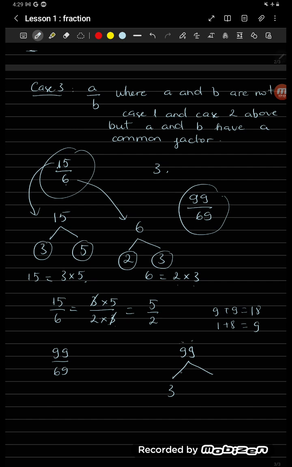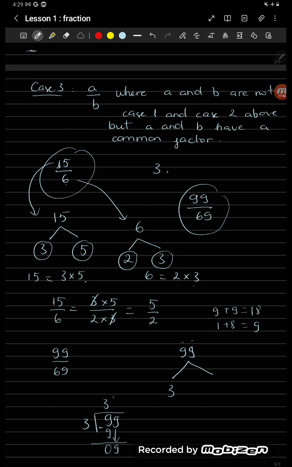Okay, so 99 divide by 3, what is the answer? So you can do it outside like this. 99 divide by 3. Okay, so we just do division here. 9 divide by 3 is 3. 3 times 3 is 9. And if you subtract, the remainder is 0. And then you drop the second number 9 here.